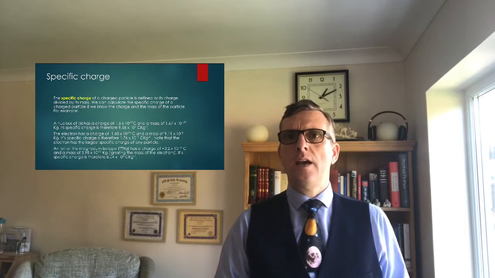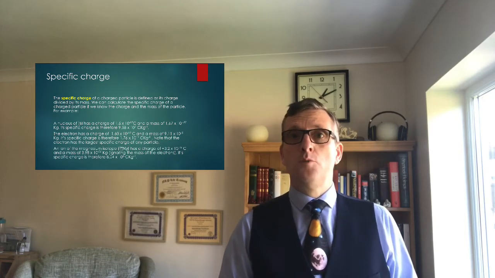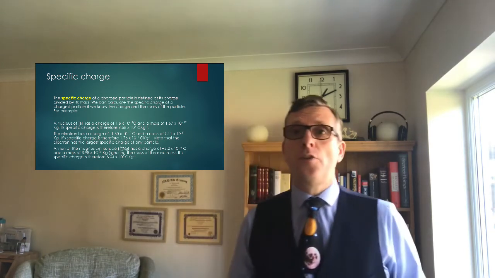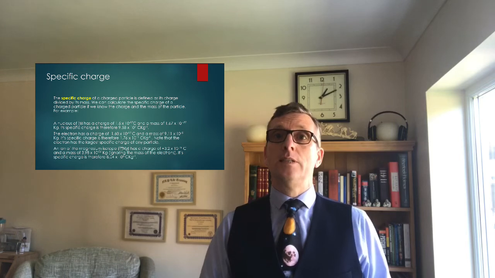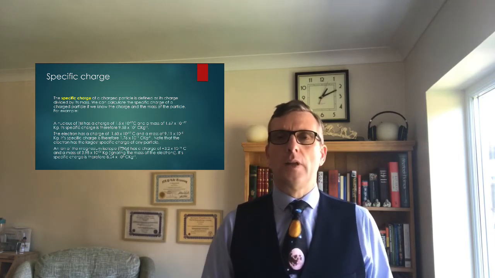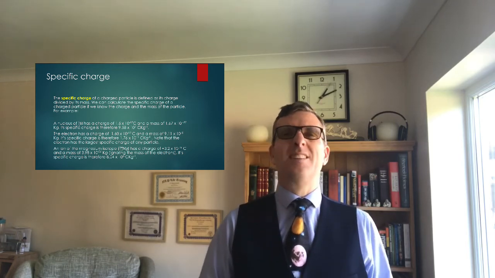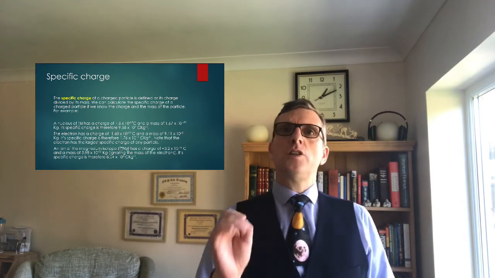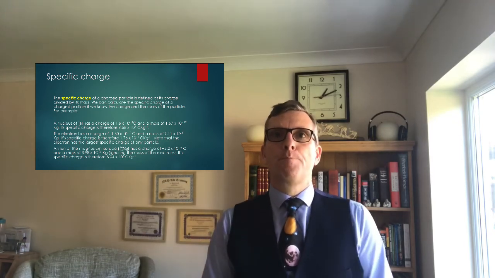An ion of the magnesium isotope 12Mg24 has a charge of plus 3.2 by 10 to the minus 19 coulombs and a mass of 3.98 by 10 to the minus 26 kilograms. Ignoring the mass of the electrons, they make no difference. It's like calculating the mass of Earth and forgetting to add in a few tennis balls. Its specific charge, therefore, is 8.04 by 10 to the 6 coulombs per kilogram.